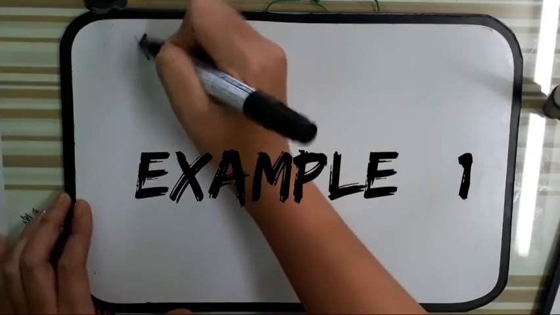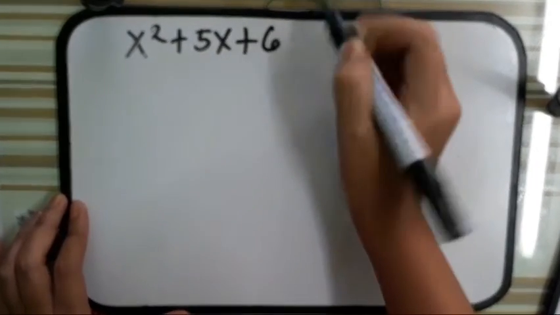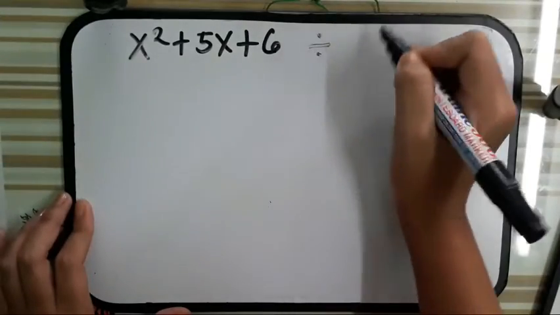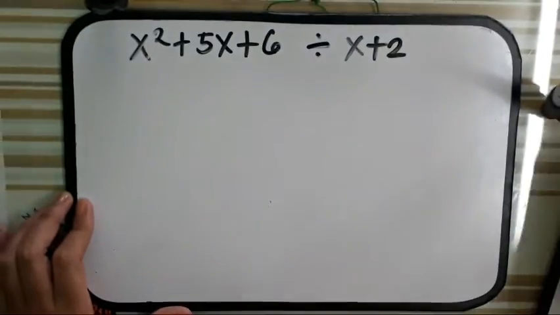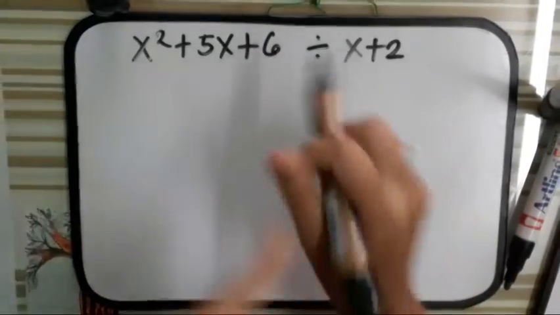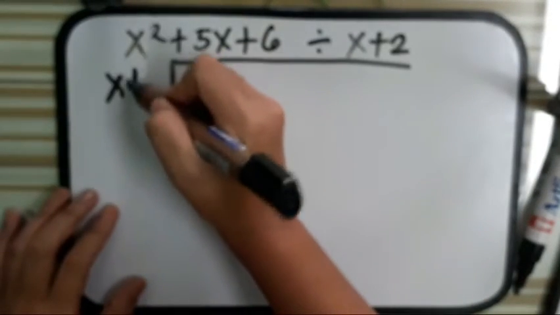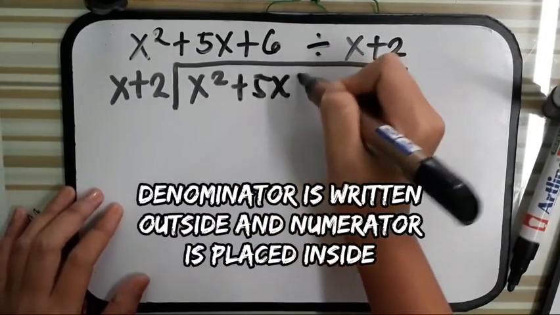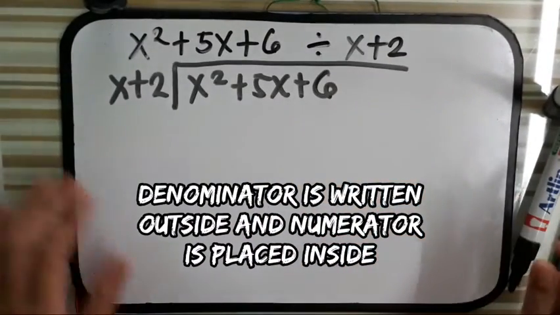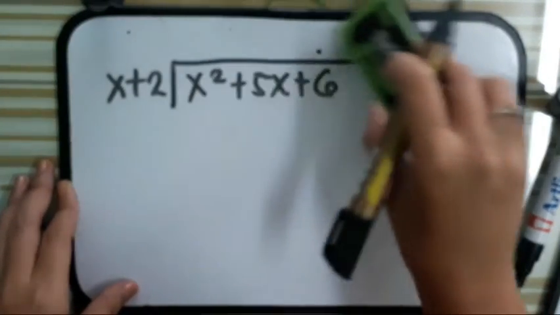Let's say we have x squared plus 5x plus 6 divided by x plus 2. We need to rewrite this one in the long division form. So we have to write x plus 2 outside and our x squared plus 5x plus 6 inside. Let's erase this one, for this is the space for our answer.